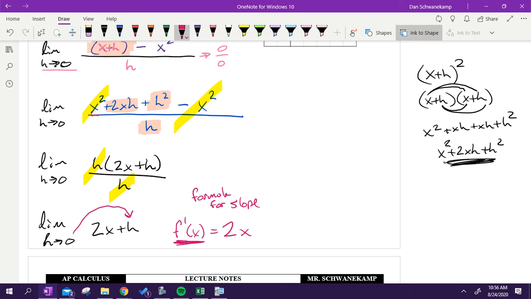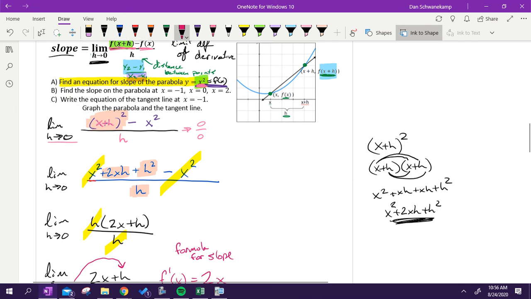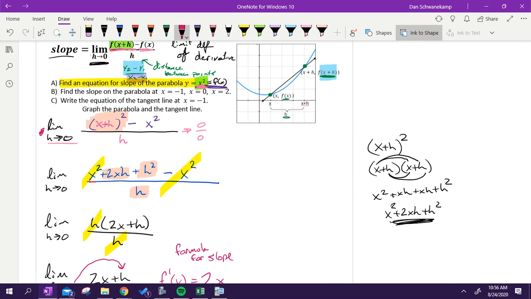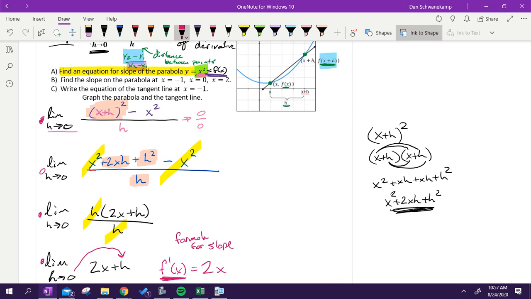Questions on what we did there? We're going to practice it. I know you're not going to be perfect. Anything that you got lost on that you want me to help you through? So we plugged into our formula. That's what we did first. We FOILed. We canceled. We plugged back in. This gave us our formula, our derivative. That was part A. We found an equation for the slope.